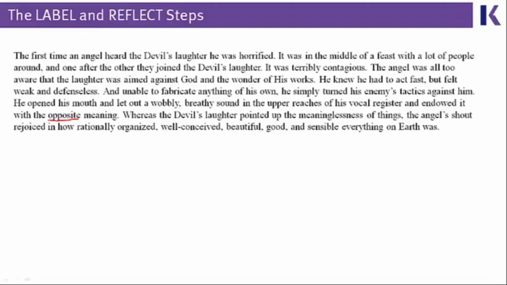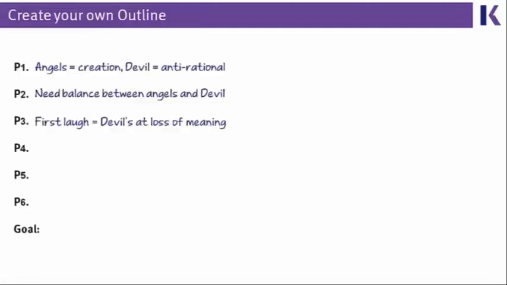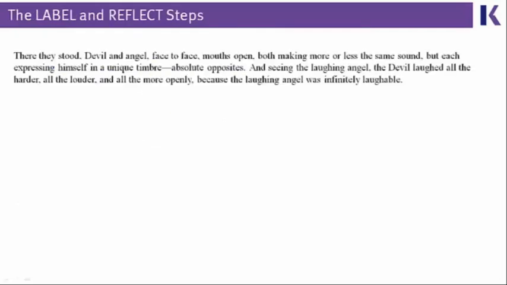So let's make our outline here for paragraph 4. For the label for paragraph 4, you want to put something about how the angel uses laughter to kind of fight the devil. All right, moving on to paragraph 5, we see a pretty short paragraph, and we're going to try to figure out what in this paragraph needs to be written about in our outline.